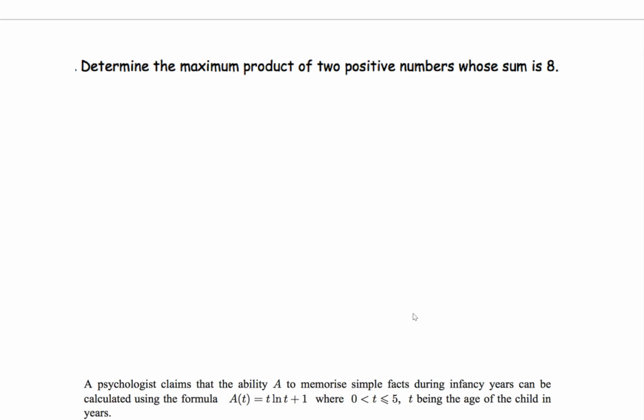A little more basic. Determine the max product of two positive numbers whose sum is 8. So this is actually the exact same type of problem. It just looks different because it's like a number problem. Look what the question is. Find the max product. So first let's put two numbers out there. Let's go x and y again, right? Those are my two numbers. The max product would be, well, my max is going to equal x times y.